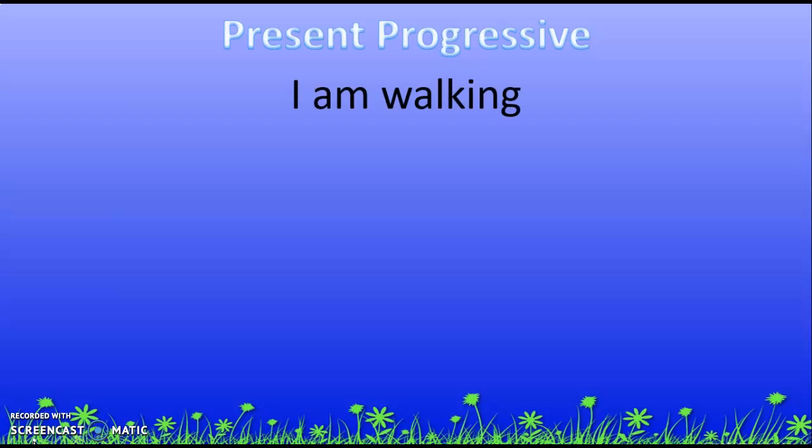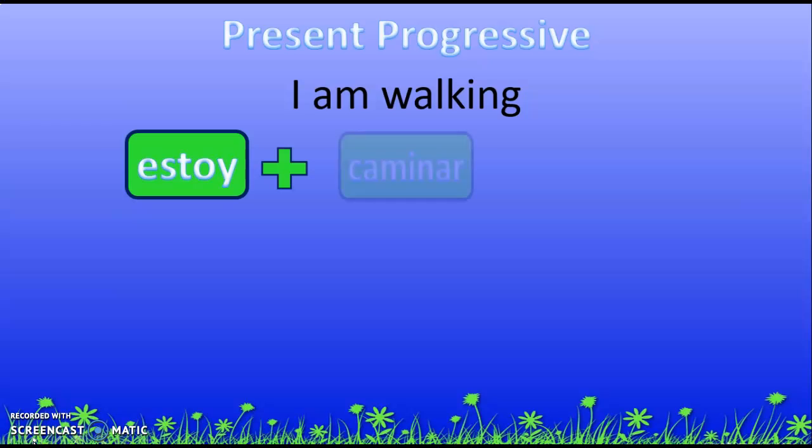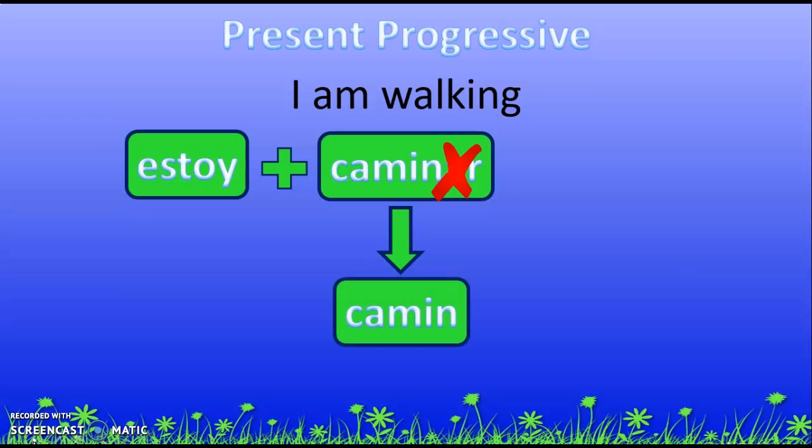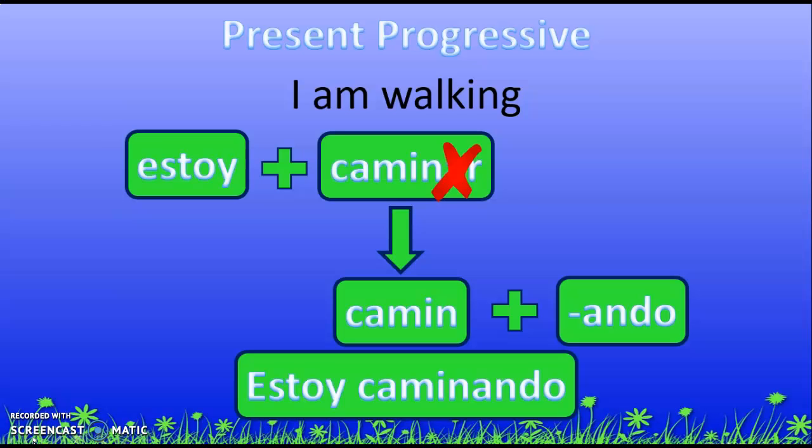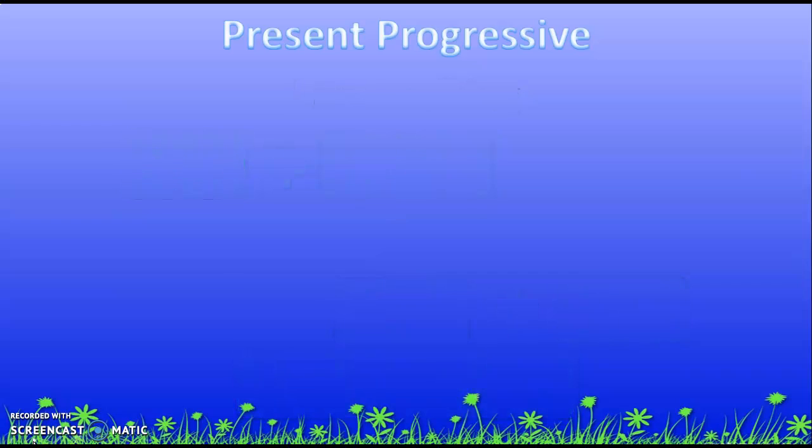For example, if you want to say I am walking, you need to choose the form of the verb that means I am, which is estoy. And then you're going to use the verb caminar, which is to walk. But you have to take off the AR, so you're left with the stem, CAMIN, and then you're going to add ando to that because it's an AR verb. And you will end up with the phrase estoy caminando. I am walking.